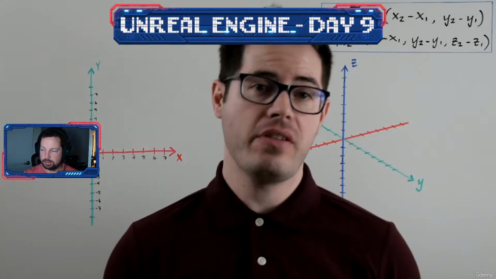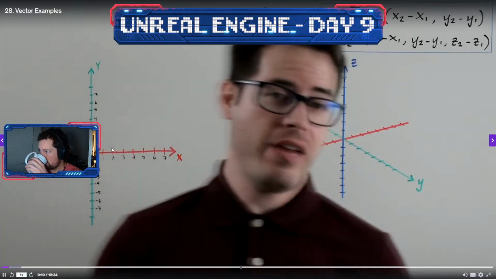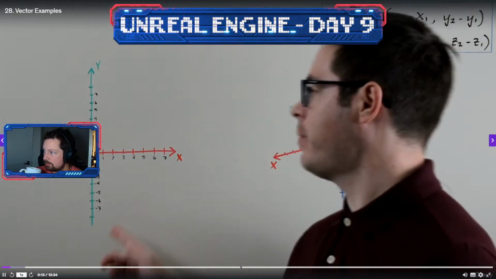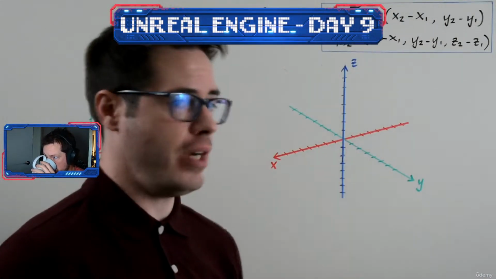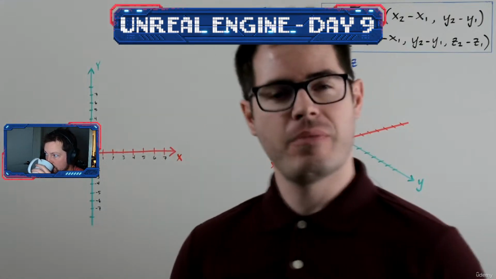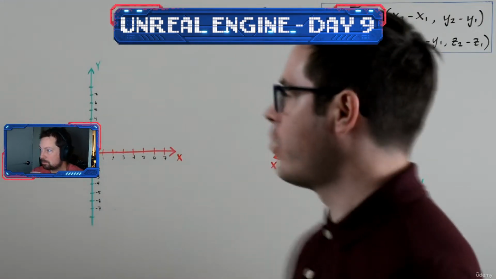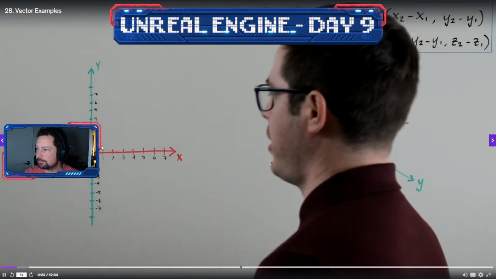Time for some C++. So let's see how this works with a few examples. I have a two-dimensional coordinate system here to the left, and I have a three-dimensional coordinate system to the right. So let's start with something a little more basic. We'll start with our two-dimensional coordinate system here.